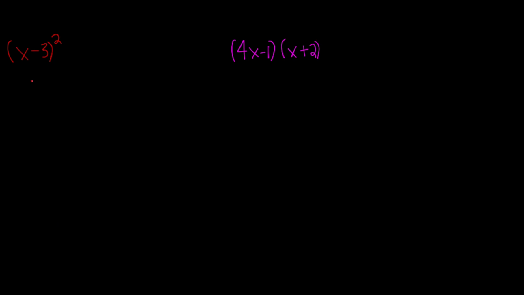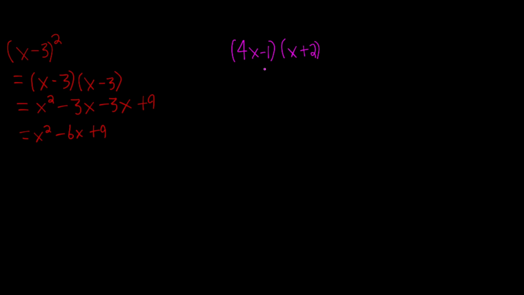Alright, so let's begin with the example on the left as usual. Remember that when we square something, we are just multiplying it by itself. So here we have x minus 3 times x minus 3. Well, here, this is going to give me x squared minus 3x minus 3x plus 9, or x squared minus 6x plus 9 as my final answer.